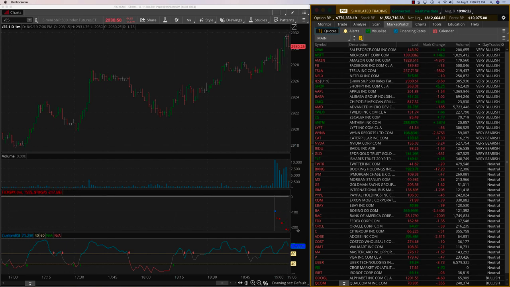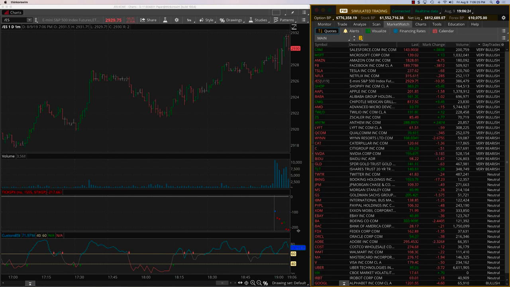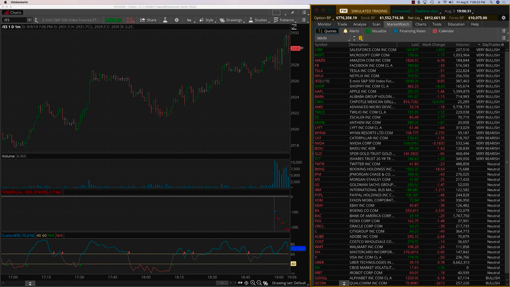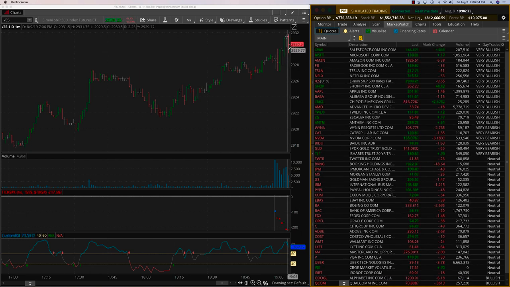I mean, this is coming from all 500 S&P stocks. So it's very raw, it's a very fundamental piece of data. And so most of the time you will see that the price action will follow the ticks, because the ticks are the real fundamental piece of data.